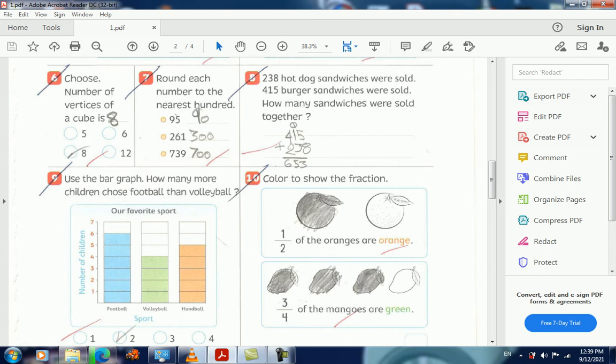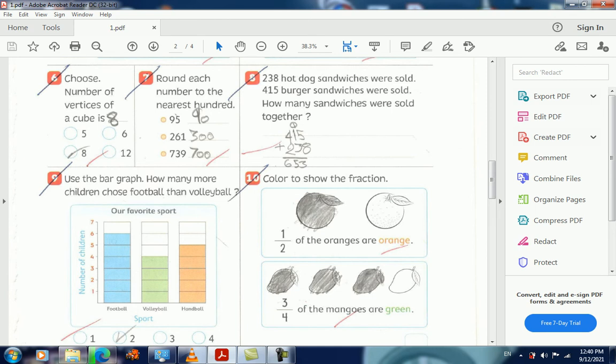Number 7, round each number to the nearest 100. So 95, in order to round it to the nearest 100, we don't have any hundreds in the number, but the tens digit is 9. 9 is strong because it's among the strong numbers. The weak numbers are from 0 to 4, and the strong numbers from 5 to 9. So when we look at the 9, we find it strong. So when it's rounded to the nearest 100, it doesn't become 90, it becomes 100.